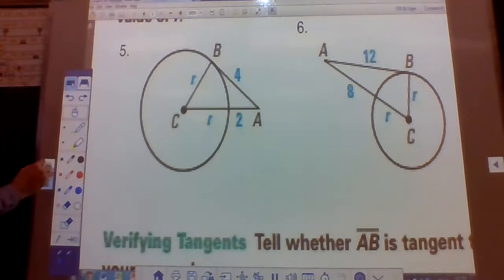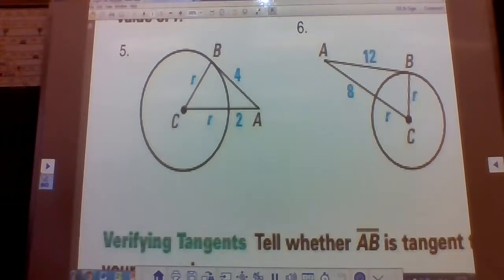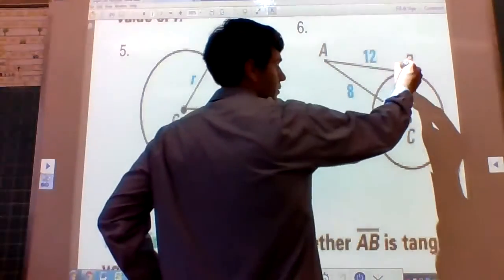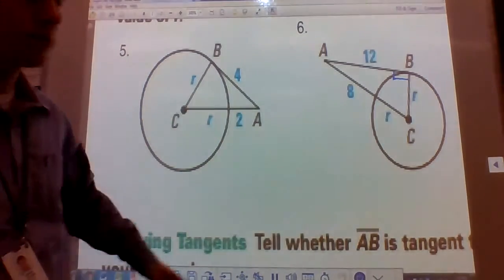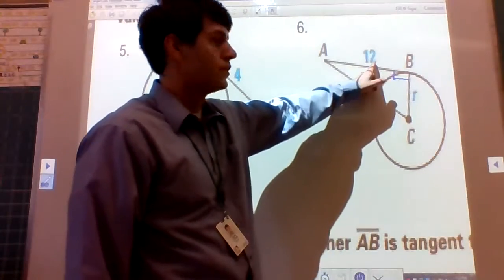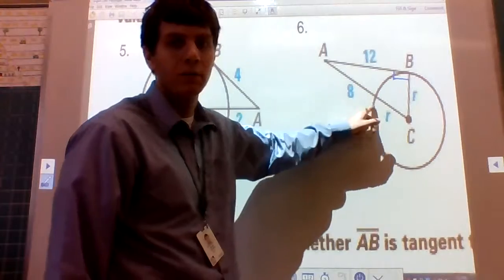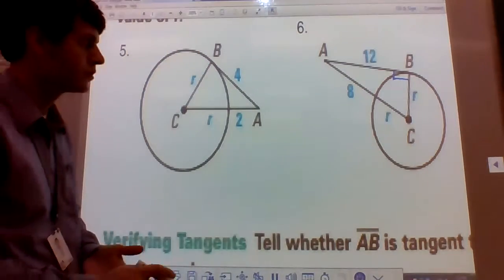Let's go to number 5. So same thing here. Tangent line radius. So here's our right angle. Means we now have a right triangle. R and 12 are going to be the legs. R plus 8 is going to be the hypotenuse.